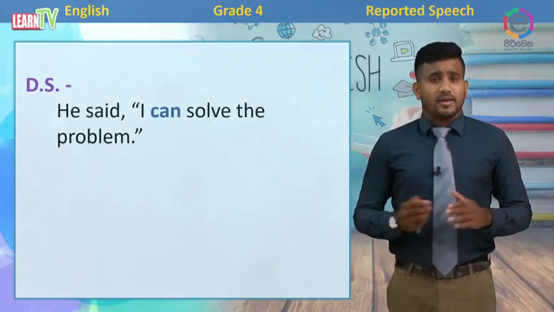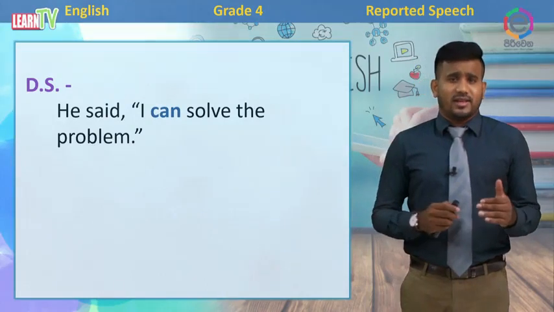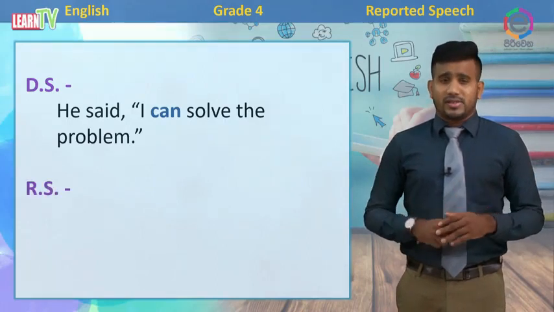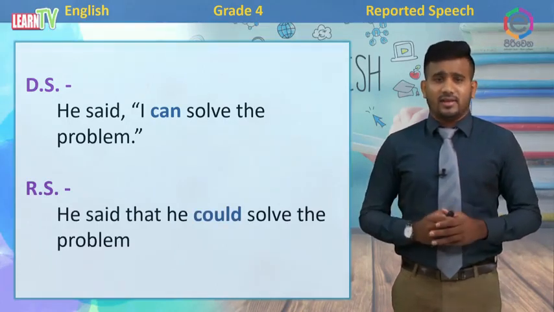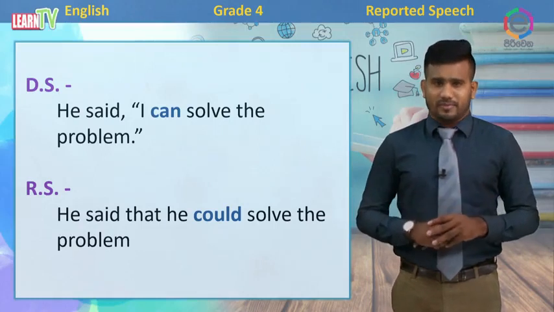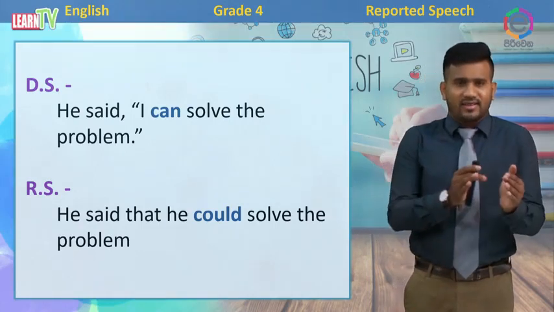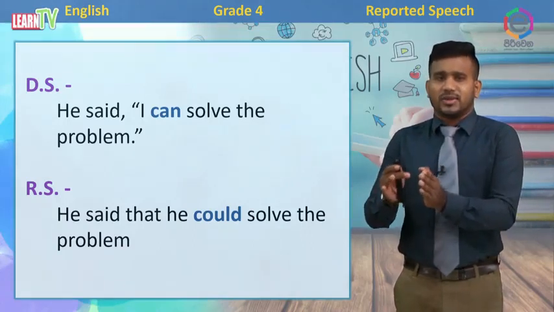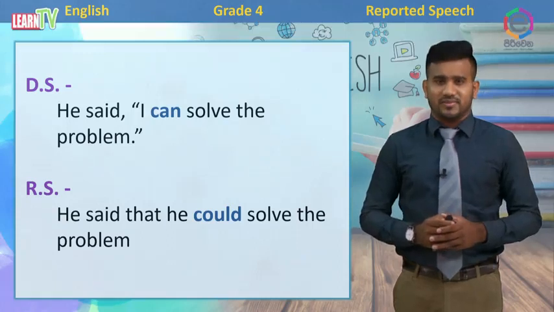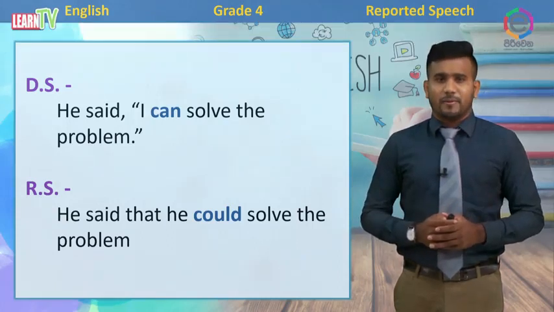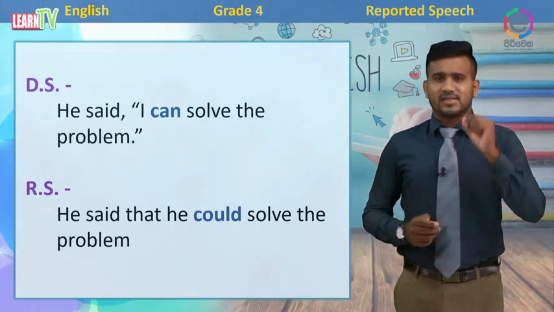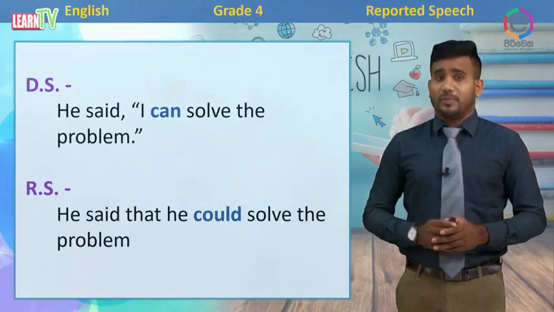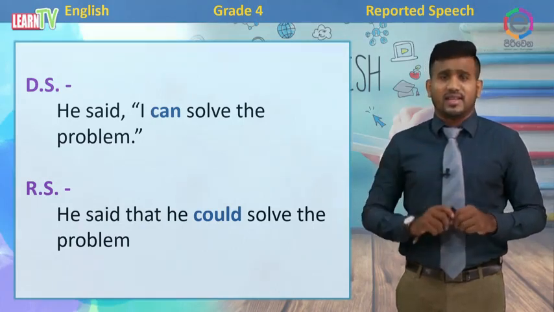Next one, direct speech: he said, "I can solve the problem." In reported speech, he said that he could solve the problem. The word can has been changed to could. Why? The past word of can is could. So that is the way. So he said, it is past. When the introductory clause is in the past, the tense of RC is changed.